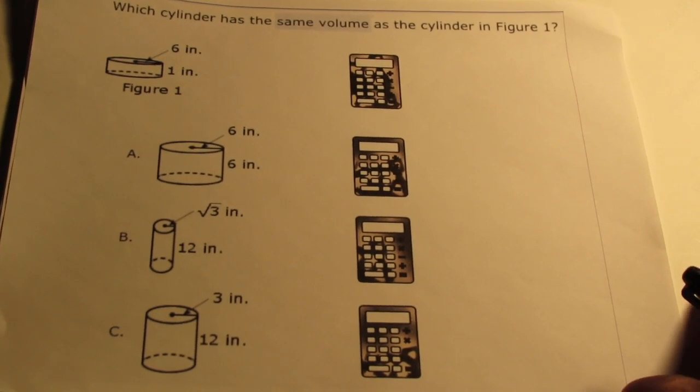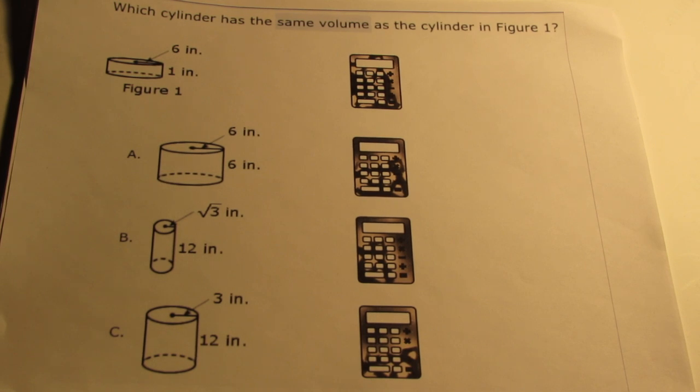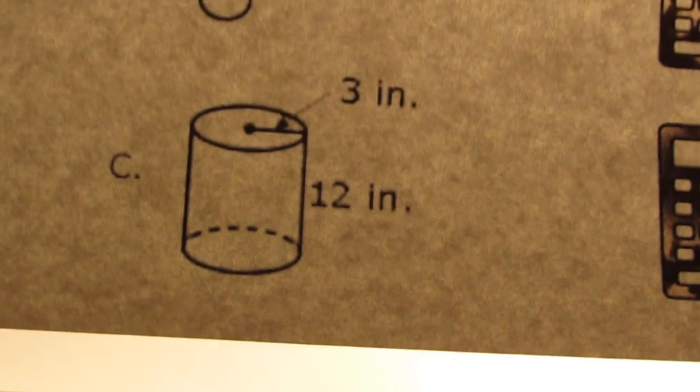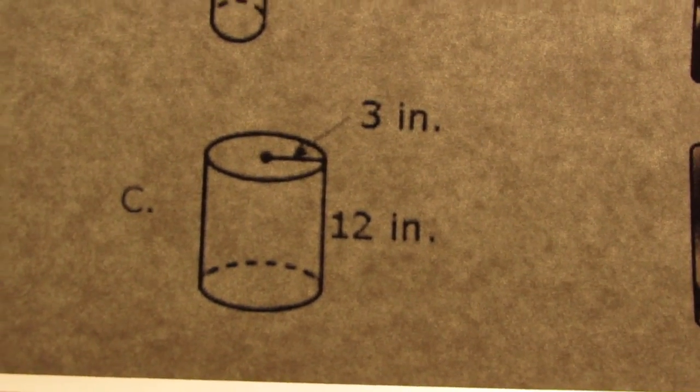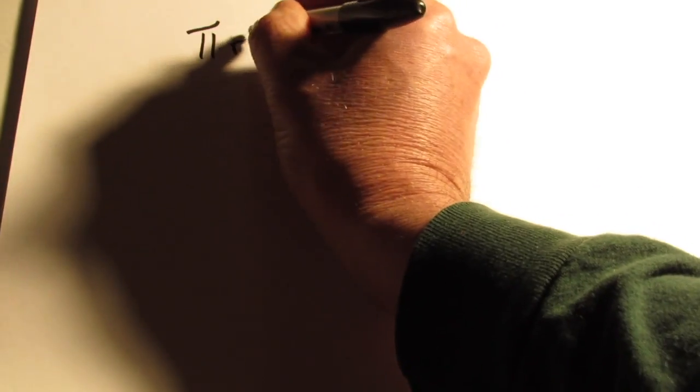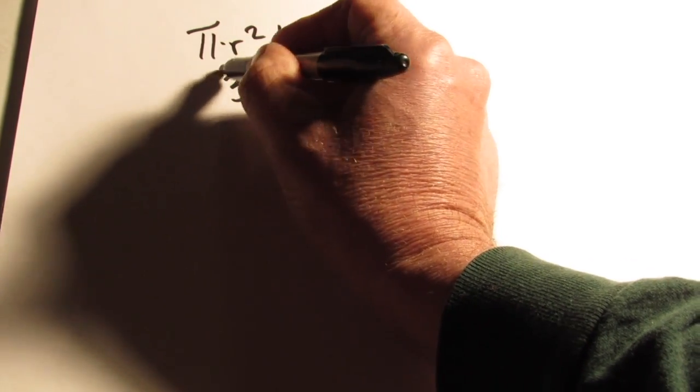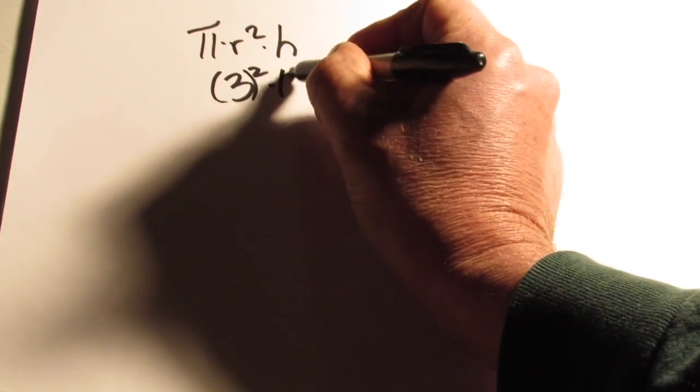Even if I find an answer I think is correct, I like to check every single choice just in case I made any simple mistakes. So I will do choice C now, which has a radius of 3 and a height of 12. Again, the formula: the radius was 3, so that'll be 3 squared. The height was 12.